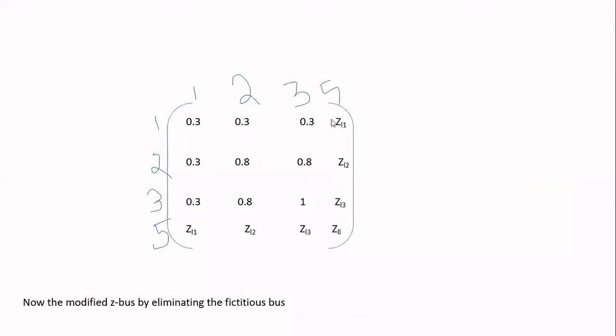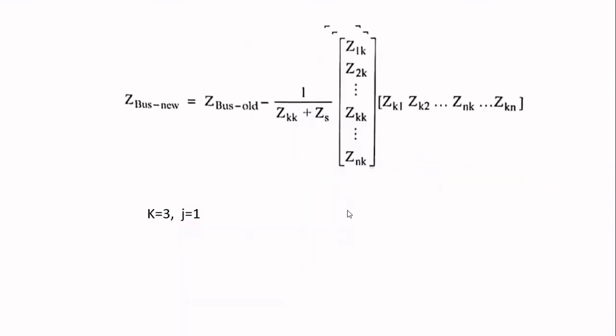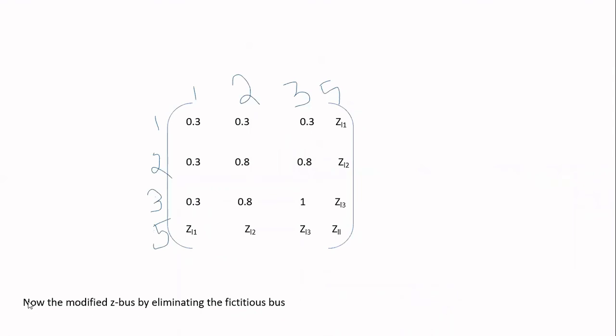After calculating those, L1, L2, L3, we substitute all of these into this matrix. After substituting, we get the modified Z bus by eliminating the fictitious bus. What is the fictitious bus? ZL1, ZL2, ZL3 and ZLL are the fictitious node. By eliminating the fictitious node, we obtain only this matrix.